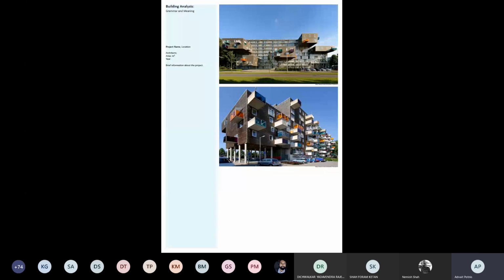So it's an A3 size template, and as you see, there are 2 parts to it. The right side is where the data is, and the left side is where the text is. We start with the name of the building, I mean the project name, location, architect, area, year, and brief information about the project. So this is more of just a brief introduction.